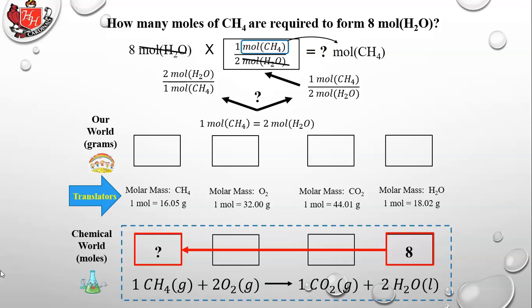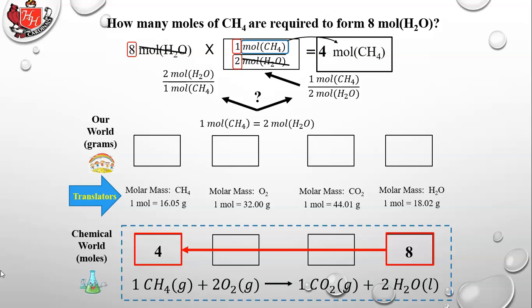8 times 1 divided by 2. And you see we're doing 8 times 1 divided by 2, and that gives us 4. So that's our answer, 4 moles of CH4. And we can go down in our box down at the bottom where the question mark is and put a 4 in there. So think about it, it makes sense.